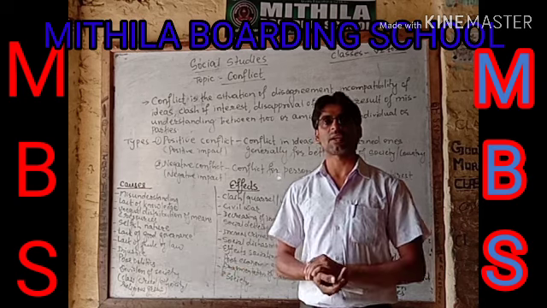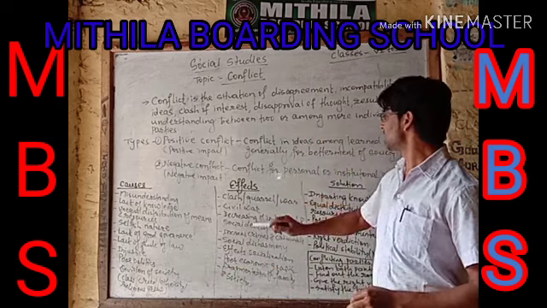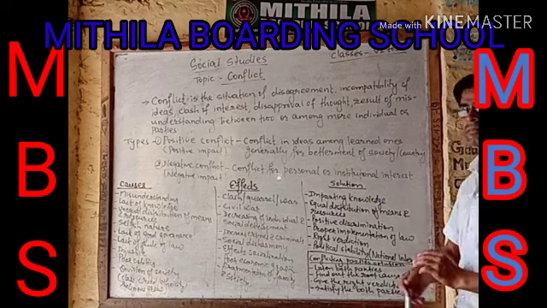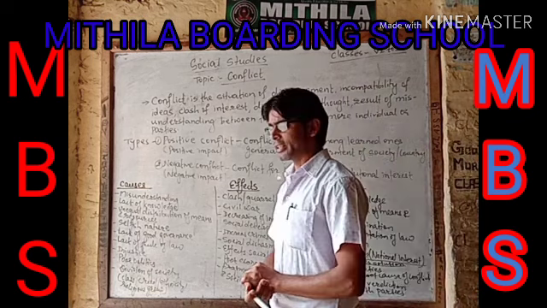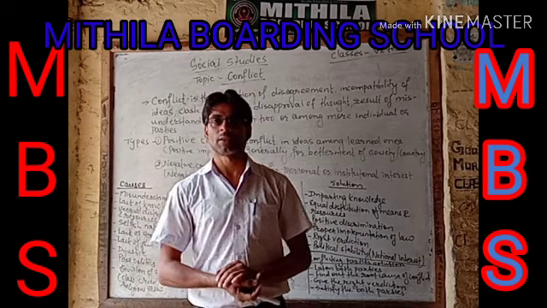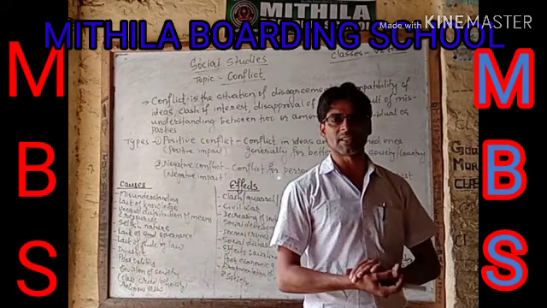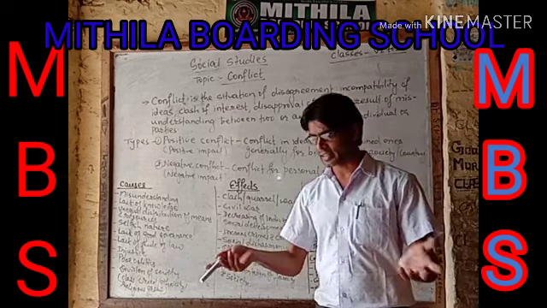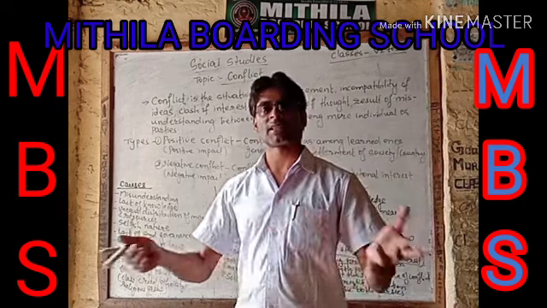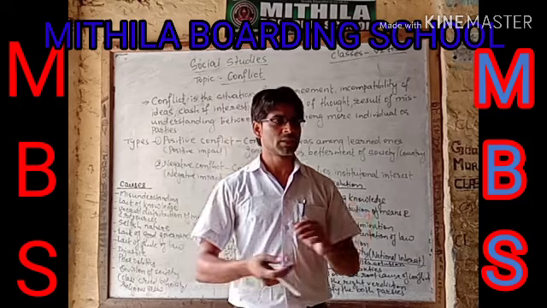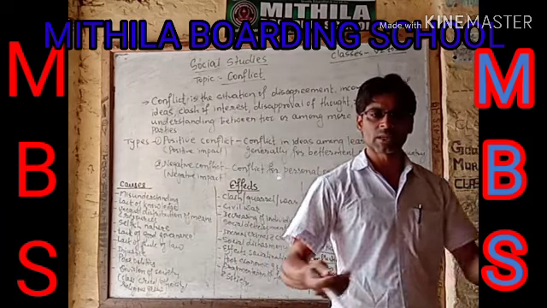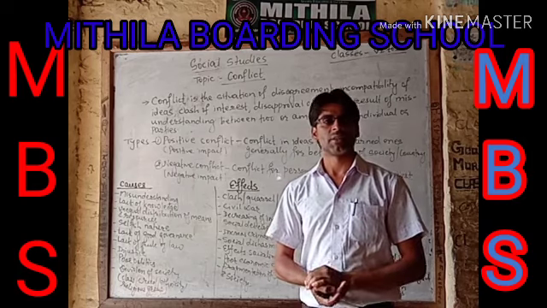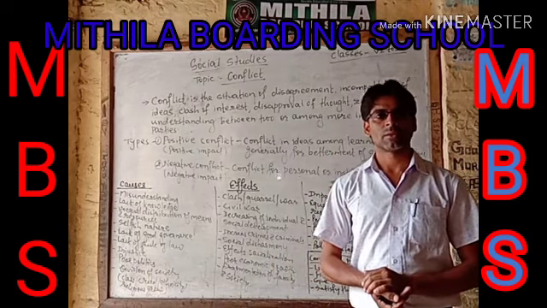So what is negative conflict? Negative conflict is conflict for personal or institutional interest. When there is conflict between two persons for their personal interest, it is taken as negative conflict, such as two brothers fighting for their small piece of land. This is taken as negative conflict.